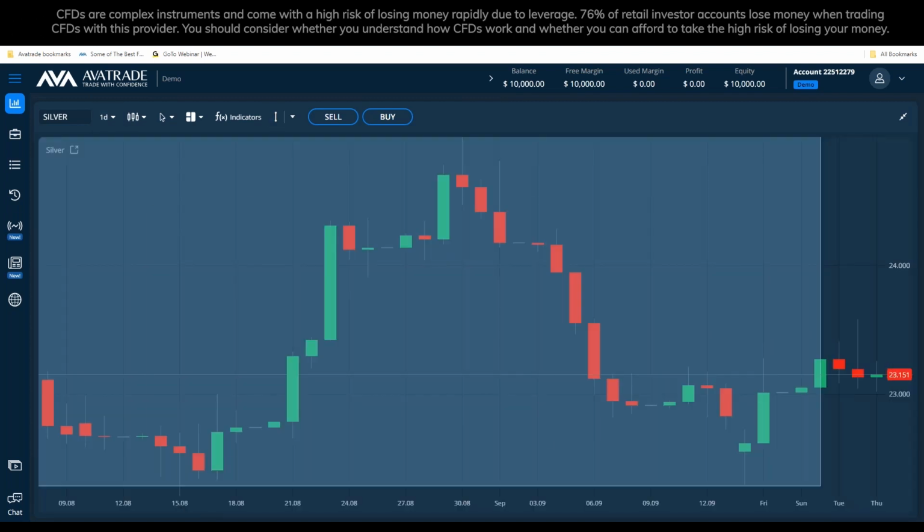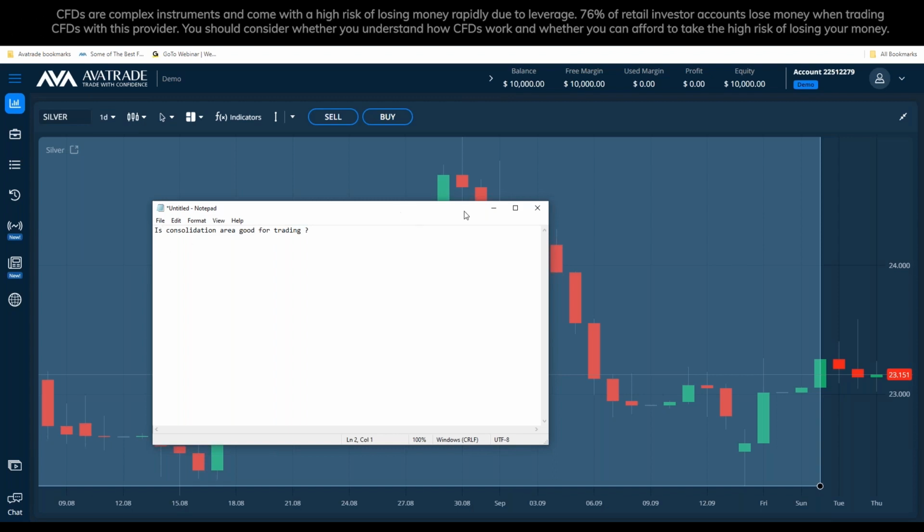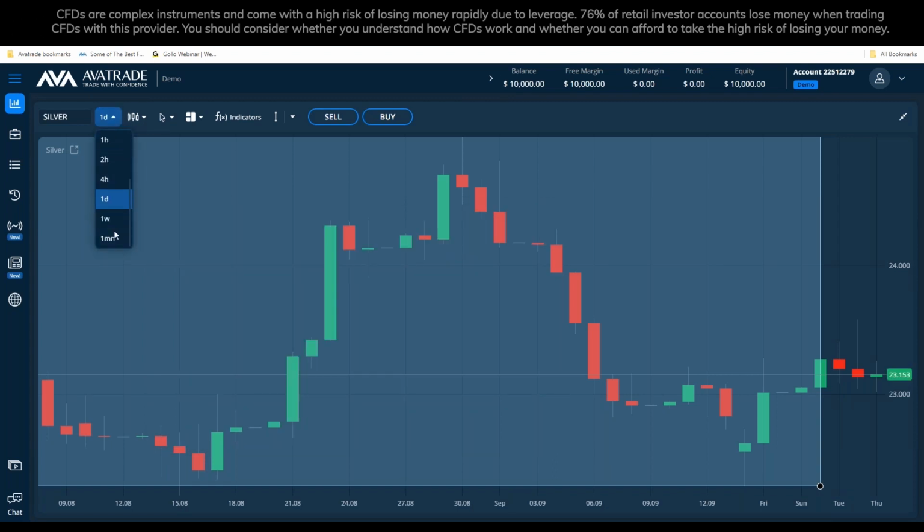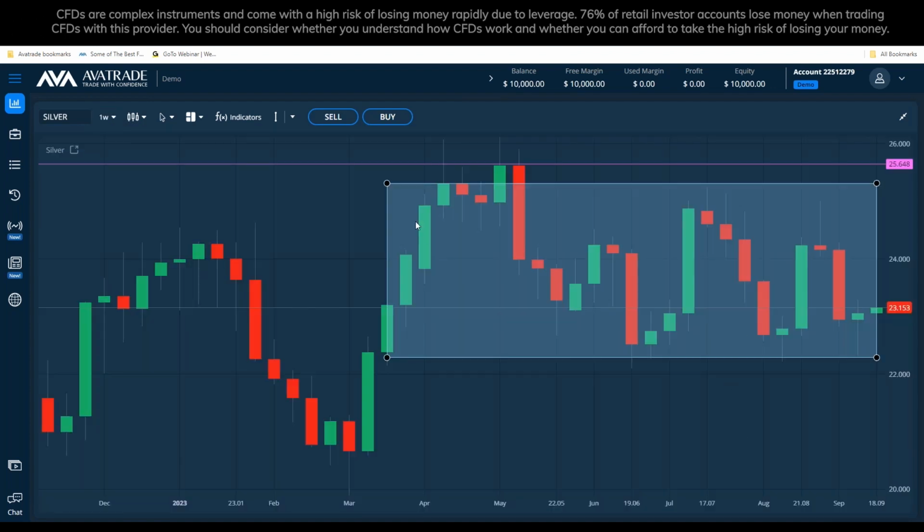The question, guys, is consolidation area good for trading? What do you think? Is it good for trading or not? Is it helpful to know that silver has gone through those levels up and down? Is that a good thing to know? Okay, so let me describe it otherwise. If I take a buy here, let me just place some support and resistance.